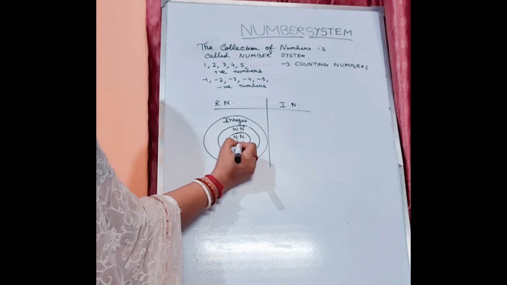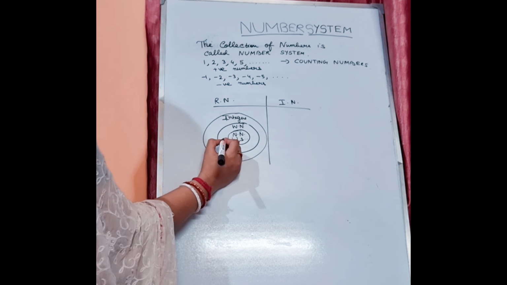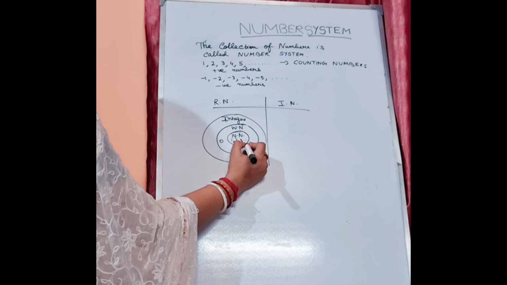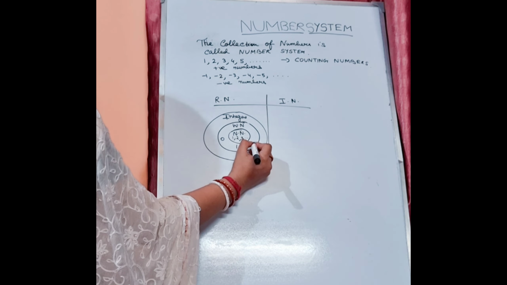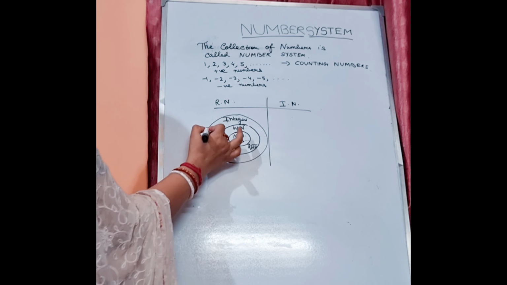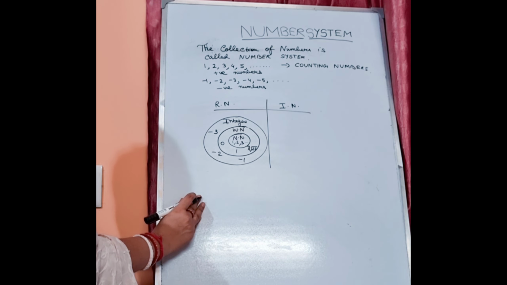Natural numbers you can write as 1, 2, 3, and so on. Here you can write 0. A whole number can be 1. It can be the cube root of 27, which I have just done. Many more you can add. Among the integers you can write -3, -2, -1.